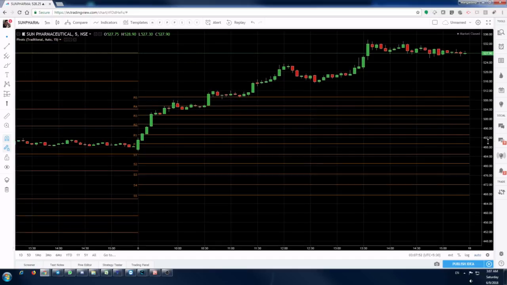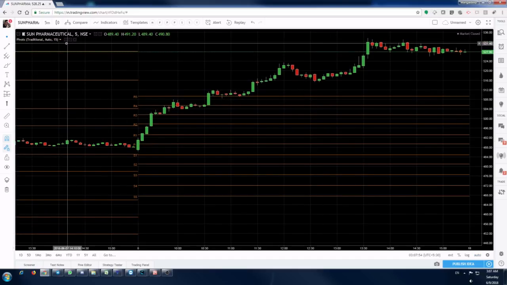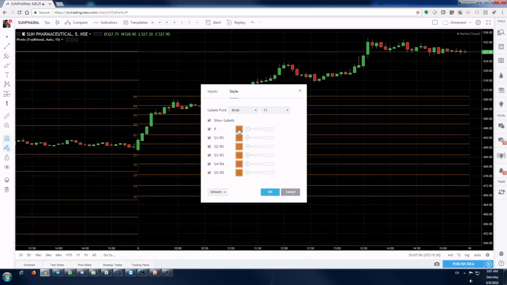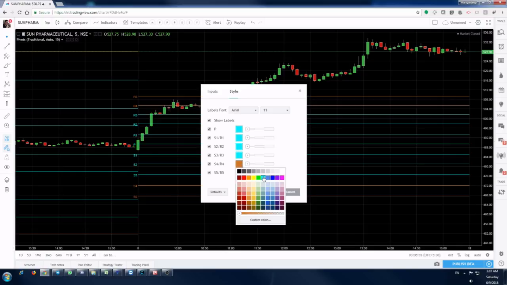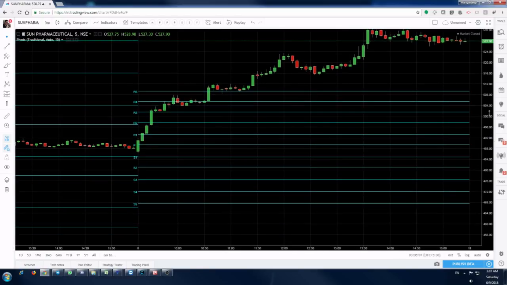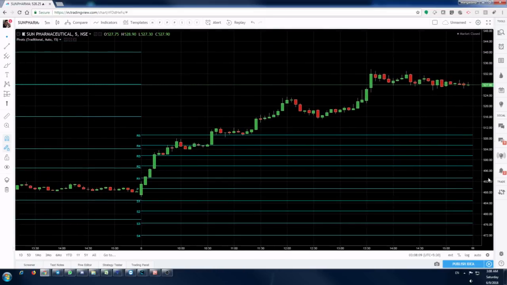Maybe it is not clear to you, so let me make the pivot lines a bit brighter. Just a moment here. I'll do it real quick. Okay, hope this is clear. So this is Sun Pharma for you guys. This was the move that it gave on Friday.